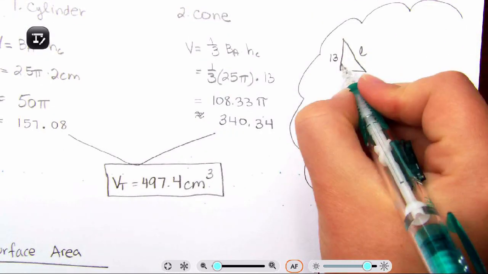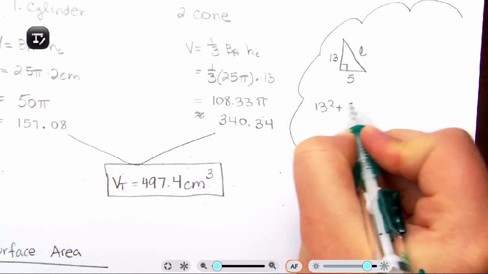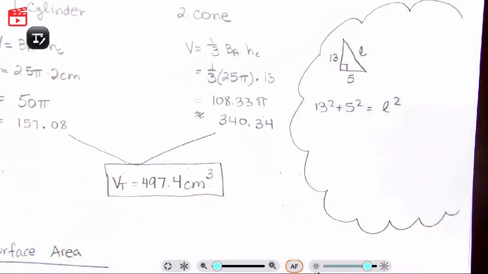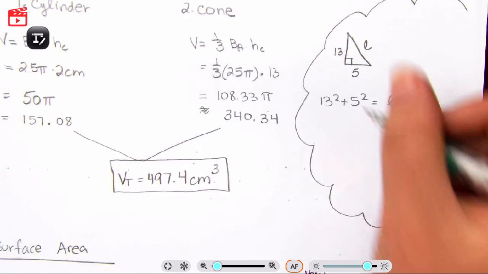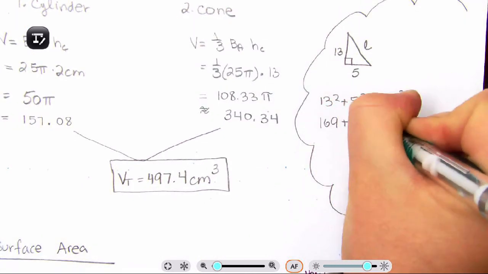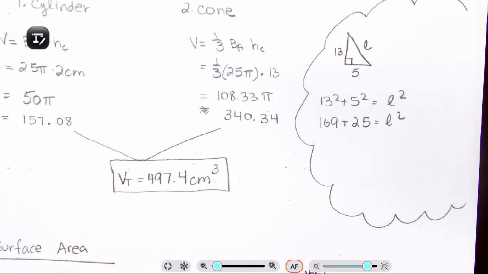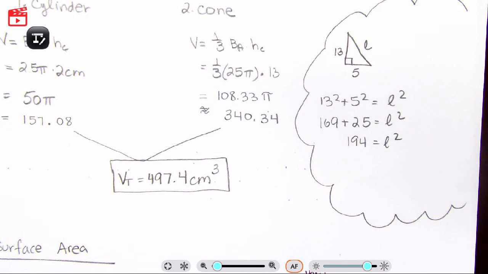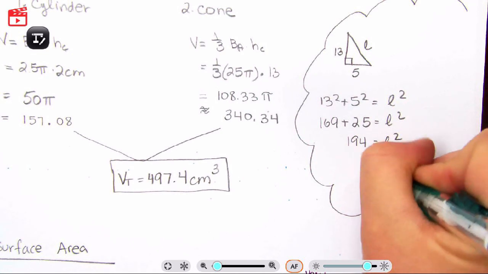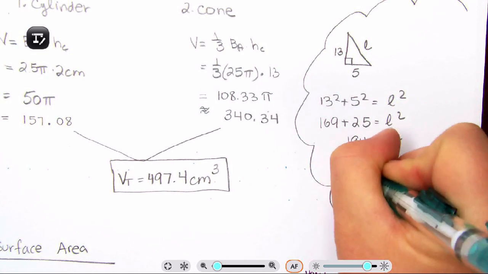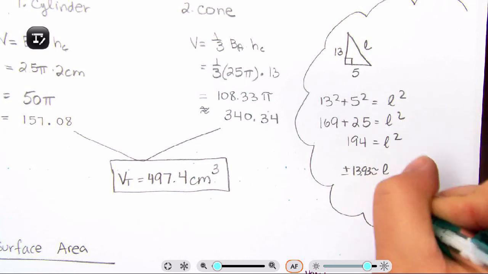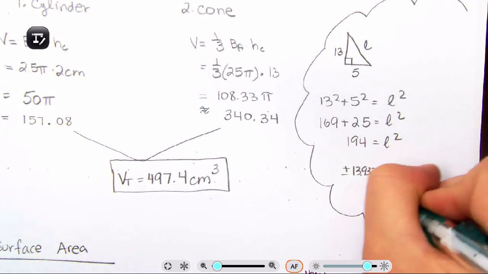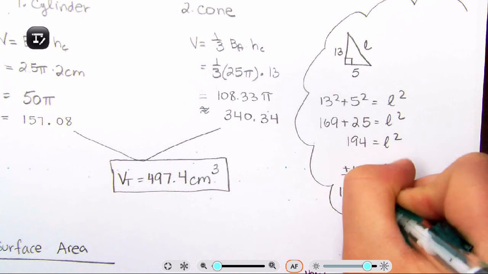So we're going to use the Pythagorean theorem. So I have 13 squared plus 5 squared is equal to my slant height squared. 13 squared is equal to 169. 5 squared is 25. So 169 plus 25 is 194. We're going to take the square root of that. And it gives me an approximated 13.93. Again, we can't have a negative measure, so we're only taking the positive version of that.